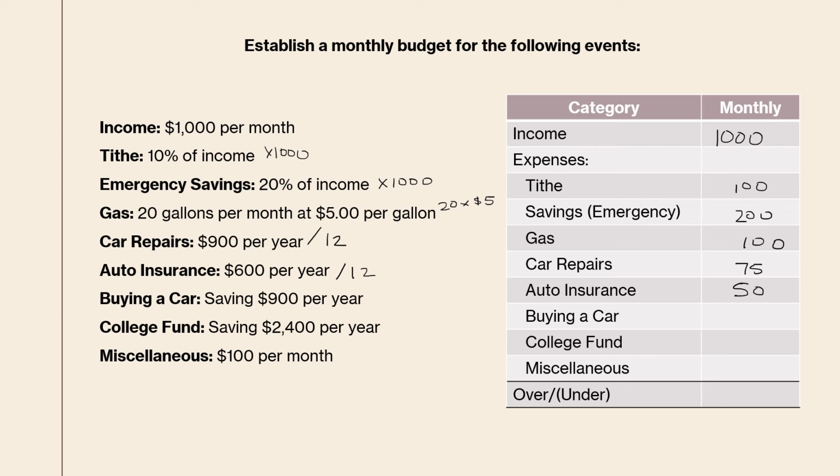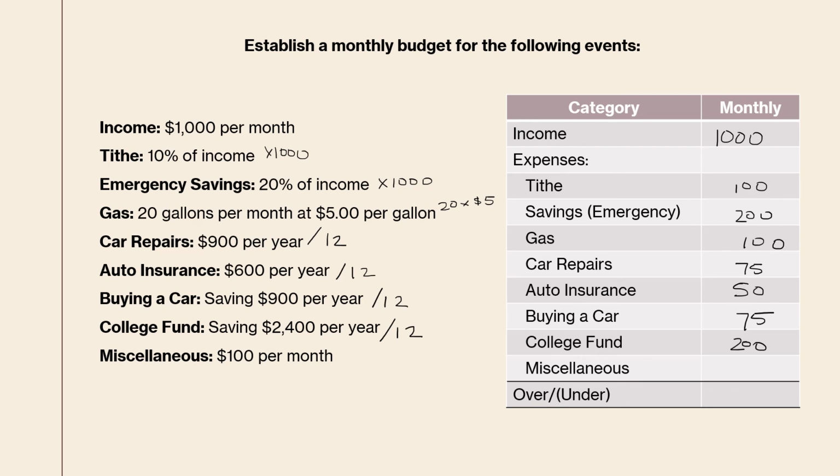Buying a new car. I know that my car is going to die, so I want to set aside $900 a year to buy a new car. So here I'm going to take this, I'm going to divide this by 12, and that's going to give me $75. And then I also want to have a savings account where I set money aside to help me with college, maybe it's just general expenses for college, maybe it's paying for college, but I'm going to set money aside. I'm going to take this, and because it's on an annual basis, I'm going to divide that by 12 as well. And when I do, that gives me $200.